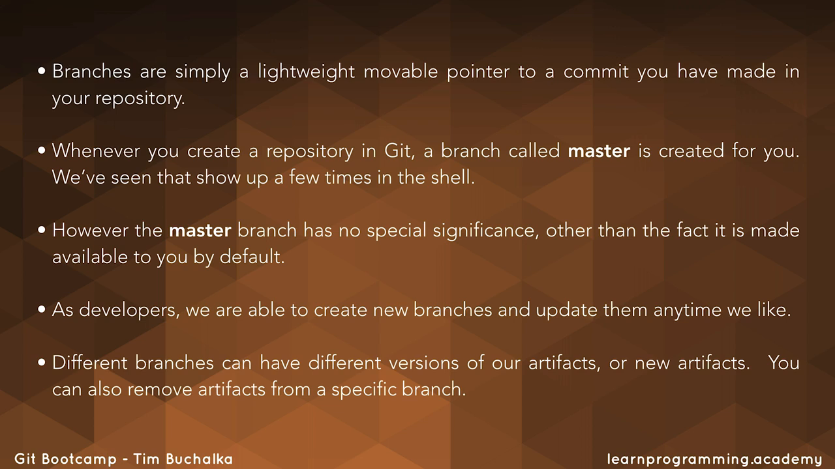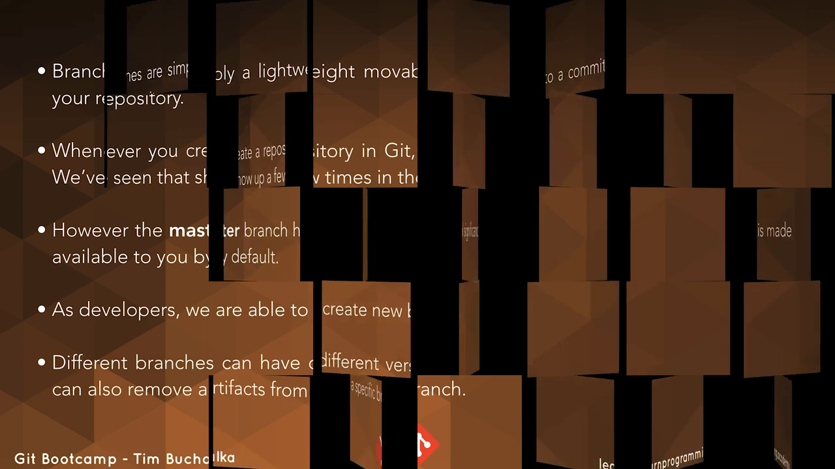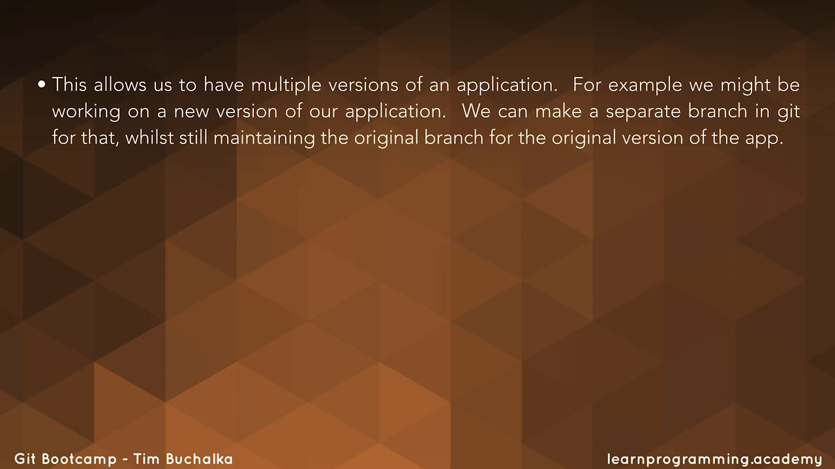Now, different branches can have different versions of our artifacts, or new artifacts for that matter, and you can also remove artifacts from a specific branch. Now, this allows us to have multiple versions of an application. For example, we might be working on a new version of our application, so we can make a separate branch in Git for that new version while still maintaining the original branch for the original version of the app.